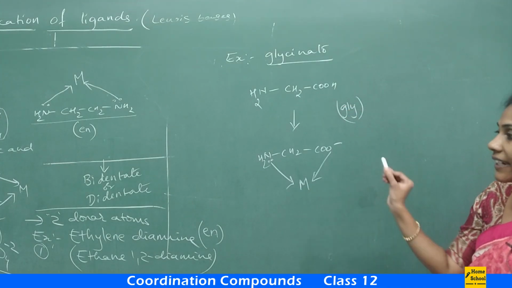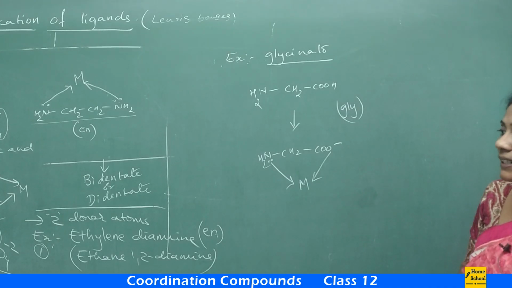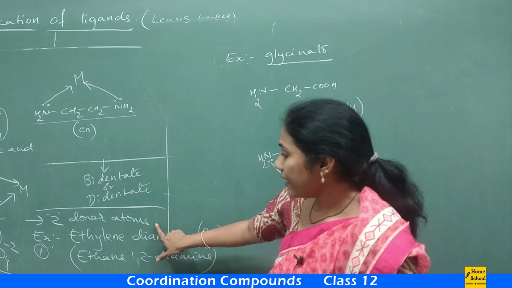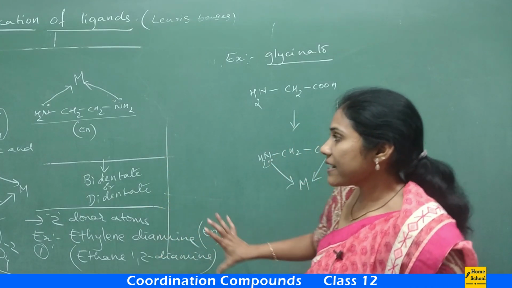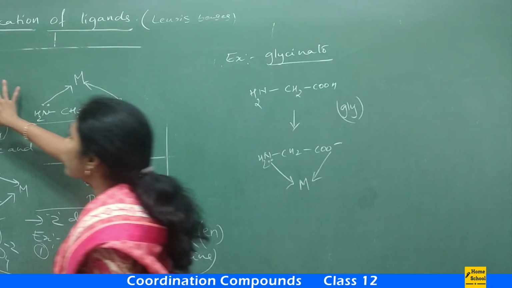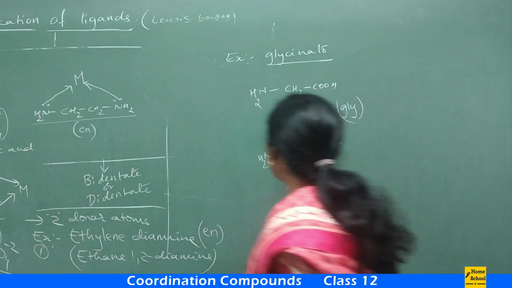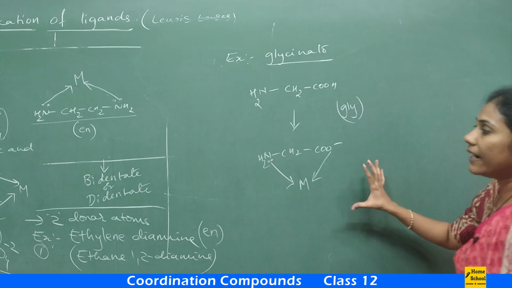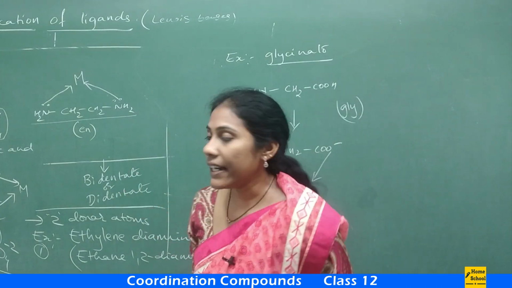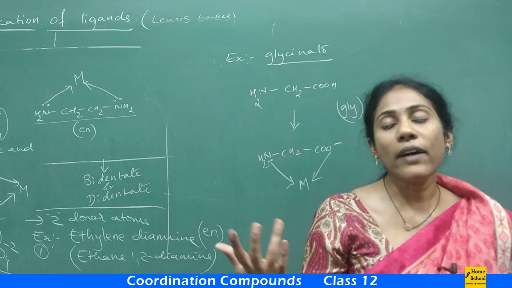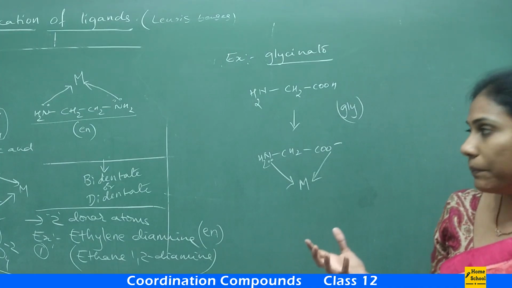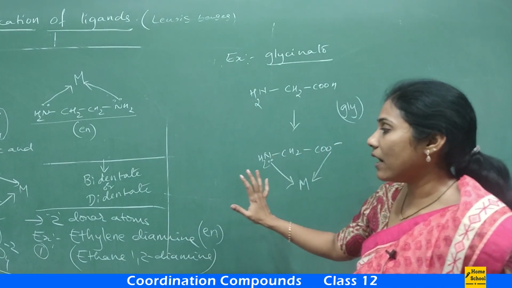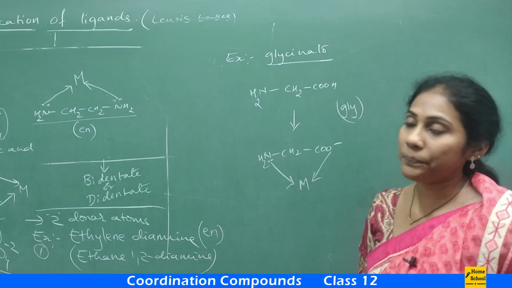So 3 examples we studied for bidentate ligand. One is ethylene diamine, this is a very common example. The second one is the oxalato ligand. The third one is the glycinato ligand. Each ligand is forming 2 coordinate bonds with the central atom, right? So all of them are examples of bidentate ligands.